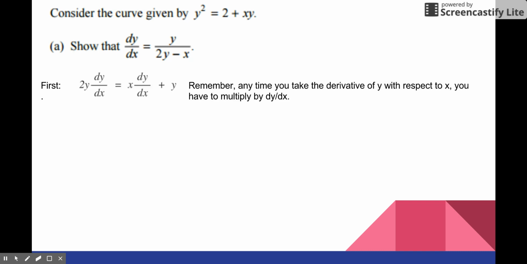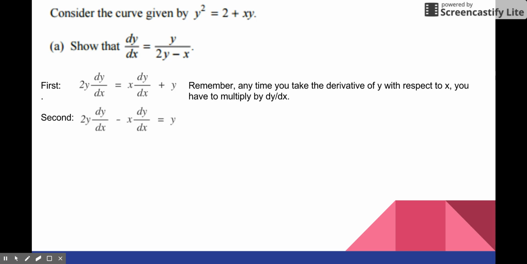The first thing we're going to do is differentiate implicitly. So, the left hand becomes 2y times dy/dx because you have to remember that the derivative is with respect to x, and so you have to multiply by dy/dx because of the chain rule. And the right hand side, the 2 goes away, the derivative of a constant is just 0, and using the product rule we get x dy/dx plus y.